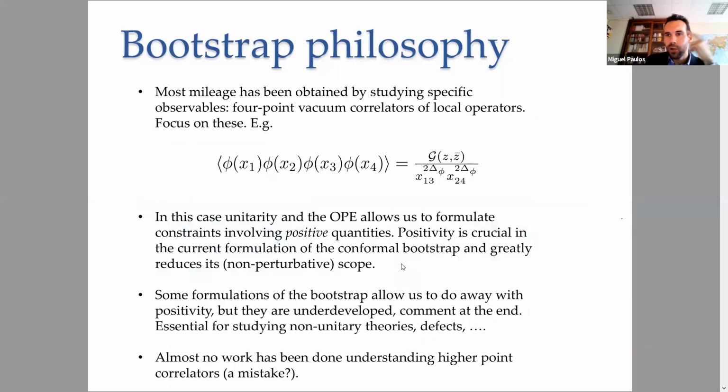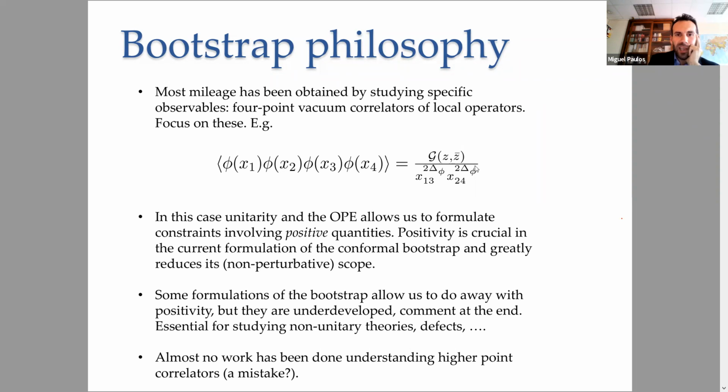So now, after all this fancy talk, in practice, the Bootstrap program has focused on essentially one of the simplest of observables, which are 4-point vacuum correlators of local operators. And so this will also be essentially the main focus of what I will speak about. So for instance, if we have a correlator of 4 identical scalar operators, you can write them, as everyone should know here, in terms of some function of conformally invariant cross ratios, z and z bar.